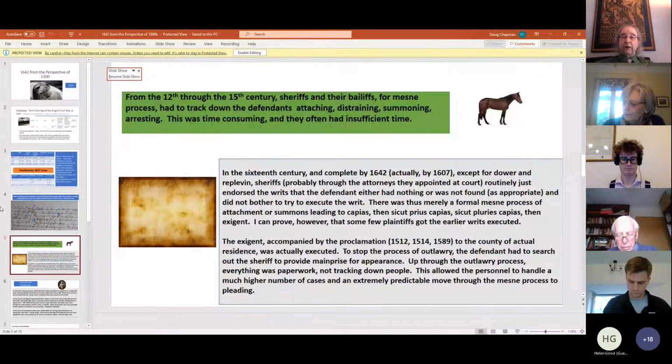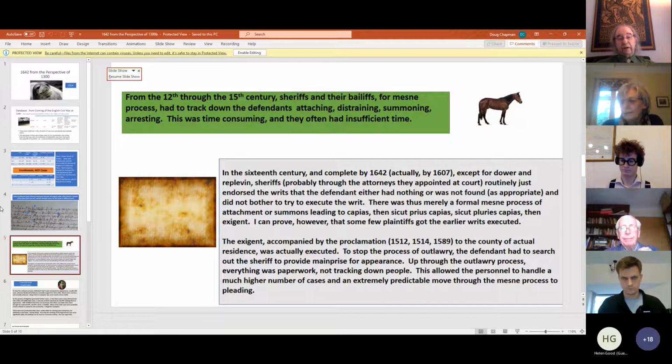In other words, it went from summons to a capias to a sicut prius capias, sicut plurius capias, and then the exigent order. You could get in two pieces of process per term, and then it would go into exigent, and I'll talk about exigent in just a second, and then into pleading. And so you could actually know within a month or two how long it was going to take until you actually headed out to face a jury. In 1300, you could guess a range of length of time to get to a jury, but it's pretty easy to find cases that get to the sicut plurius capias, and then sicut pluries and sicut pluries and sicut pluries, because it wasn't being executed, because the personnel on the ground did not have time to do all the work.